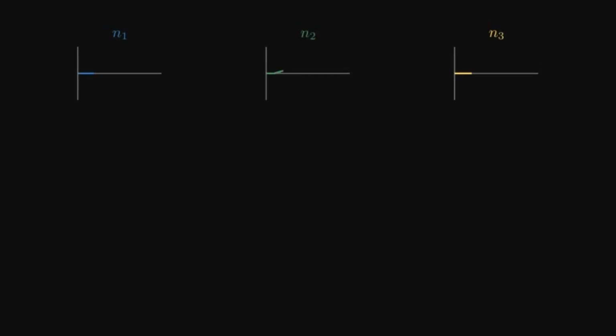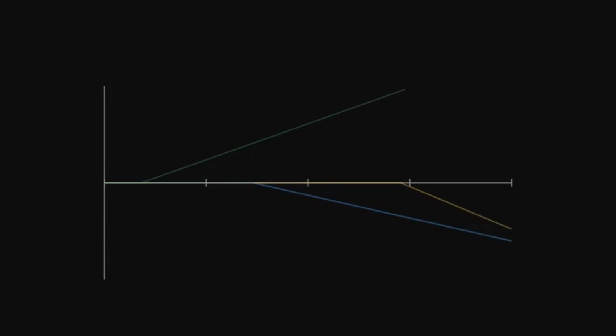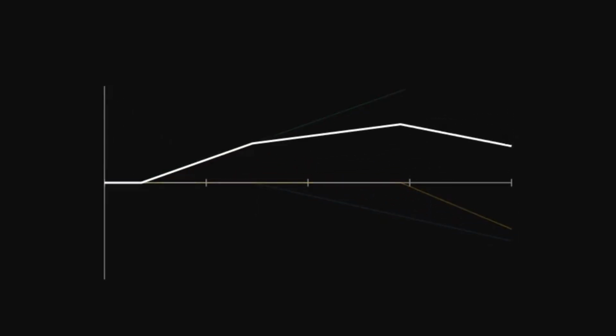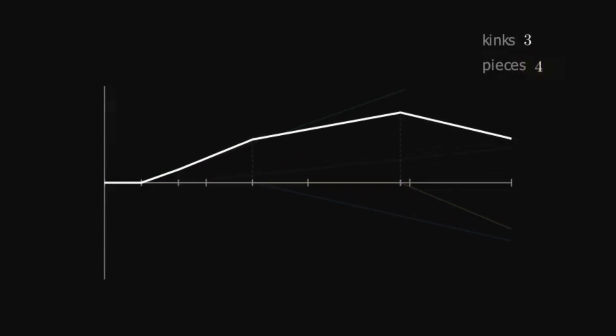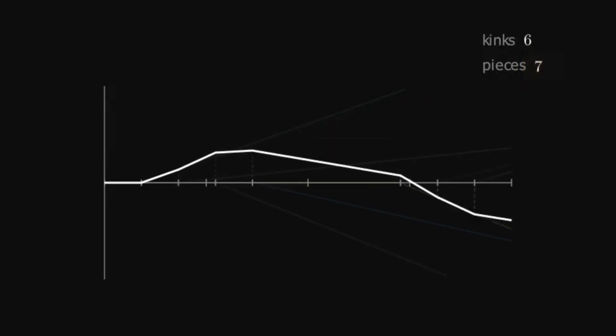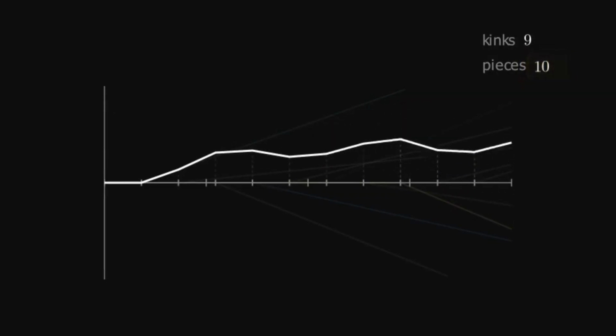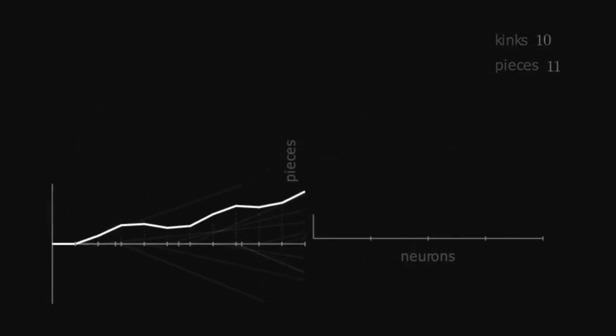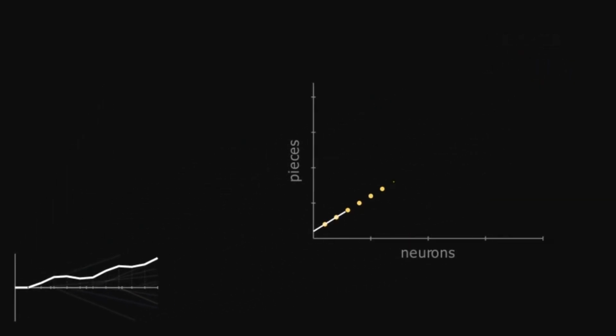Now add them up. 3 neurons, 3 kinks, 4 straight pieces. 10 neurons, 11 pieces. And there's the ceiling for a single layer. N neurons buys you n plus 1 pieces. Every neuron you add is one more kink. Linear. Boring. So how does depth escape that?